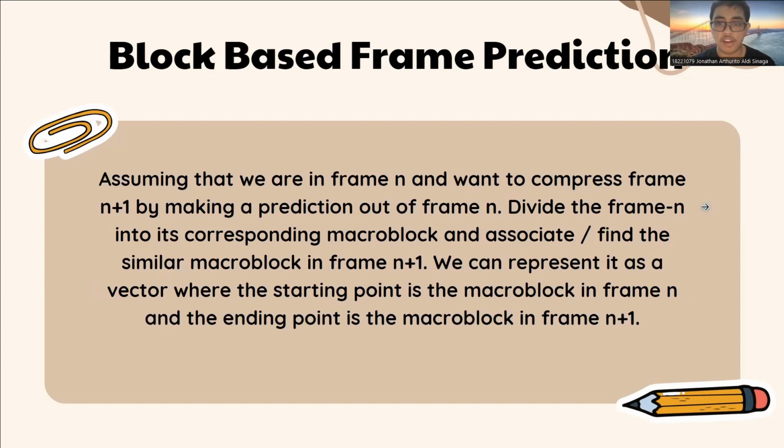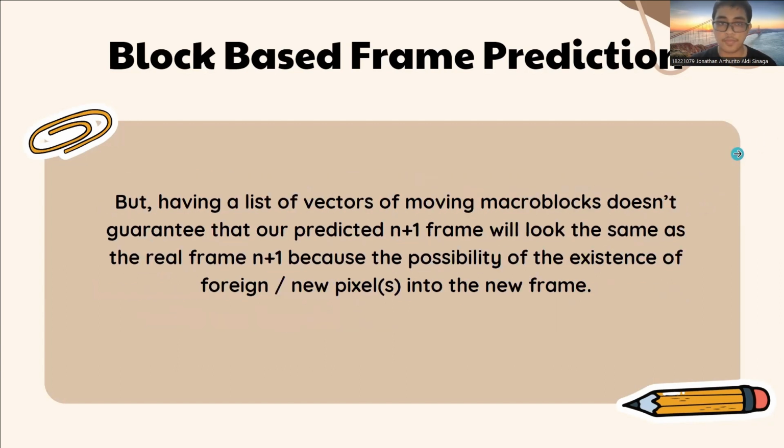Assuming that we are in frame n and want to compress frame n+1 by making a prediction out of frame n. Divide frame n into its corresponding macroblocks and find the similar macroblock in frame n+1. We can represent it as a vector where the starting point is the macroblock in frame n and the ending point is the macroblock in frame n+1.